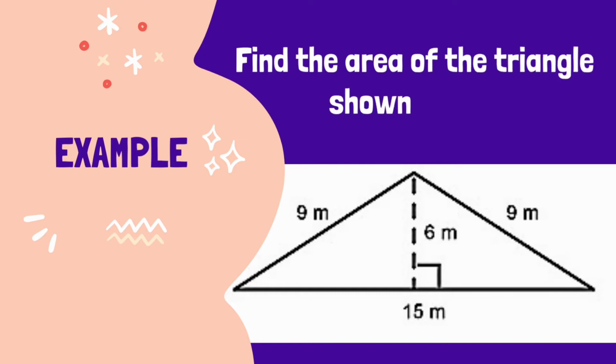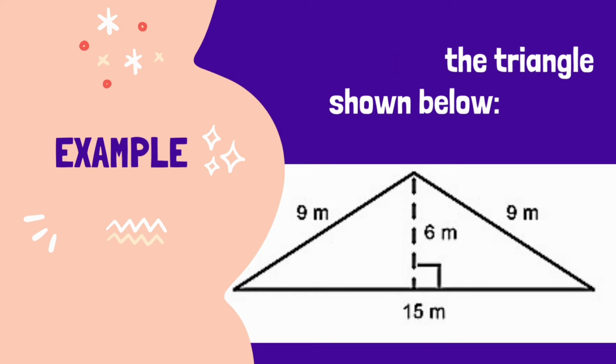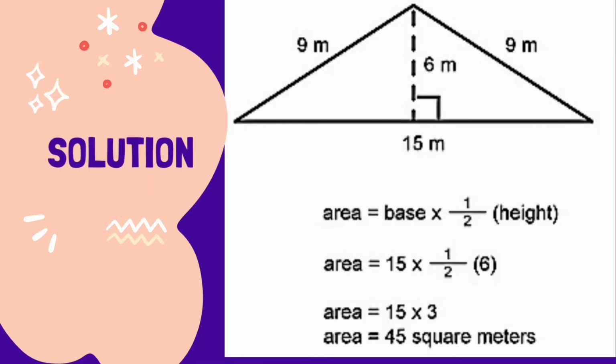You are told to find the area of this triangle that you see on the screen. The base of the triangle is 15, while the height is 16. So the area of this triangle will be half the base times the height, or the base times half the height. When you compute this, you are going to have 15 times 3, which is equal to 45 meters squared.